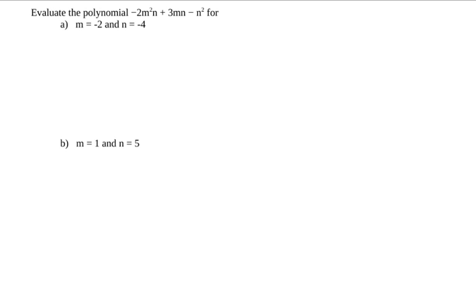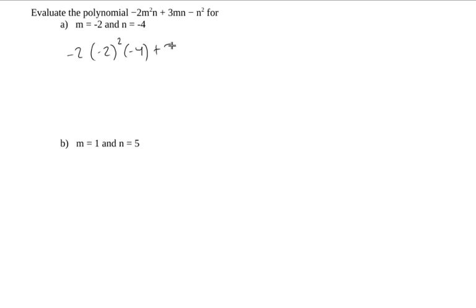Let's get a little bit more practice evaluating some polynomials, because these can be tricky. So here we're doing negative 2 times m squared. It says evaluate this for m equals negative 2, so the m becomes a negative 2. That's the thing I'm squaring. My n becomes a negative 4, so I'll go ahead and put that there.